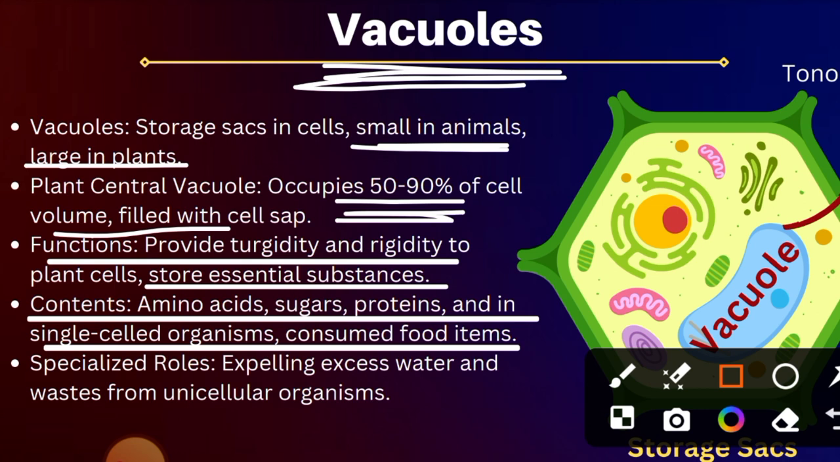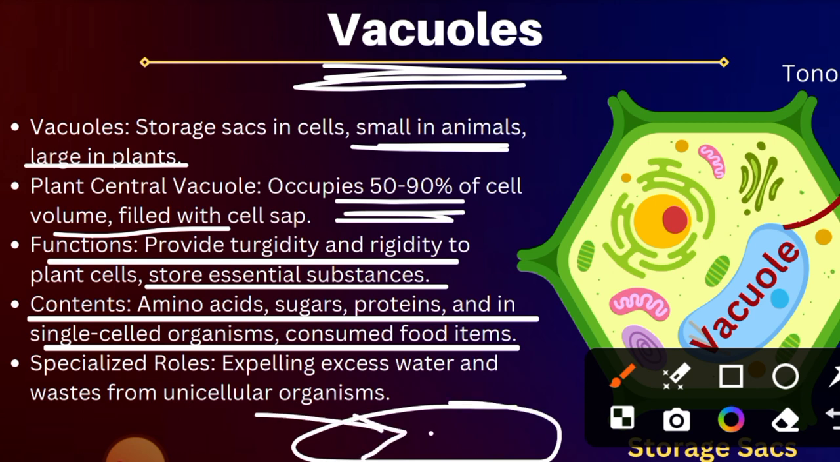So it has amino acids inside it, which means protein, it has sugar and proteins, and in single cell organisms, consumed food items. Single cell organisms are those having only one cell, like amoeba. In these types of organisms the vacuole is present, and it is so massive inside them. So here it helps to engulf the food, or it helps to store the food.